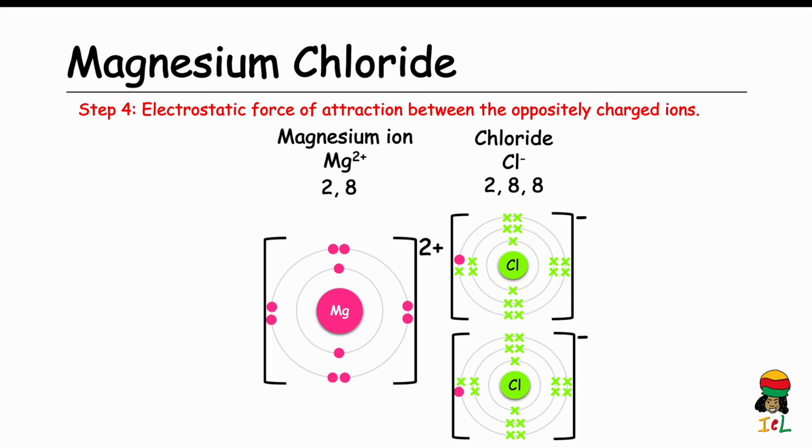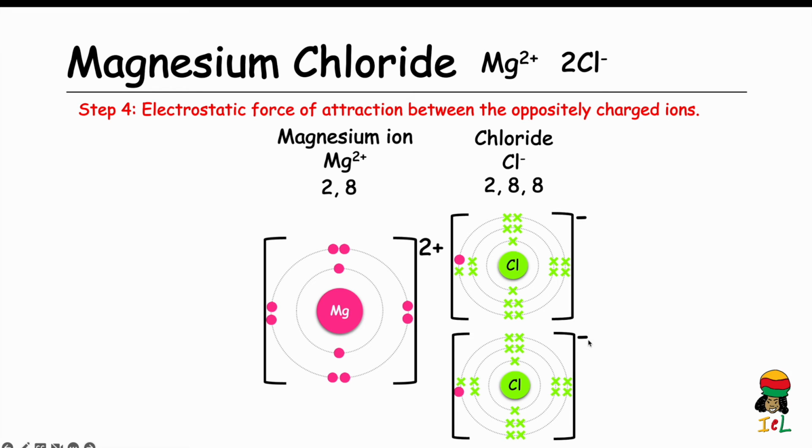charged ions together. Remember that the electrostatic force of attraction is the ionic bond, which is very strong. So what we have is 1 magnesium cation having a 2 positive charge, bonding to 2 chloride ions, 1, 2 chloride ions, each having a negative charge. So the overall charge on the chloride is 2 negatives, 1 here, 1 here.